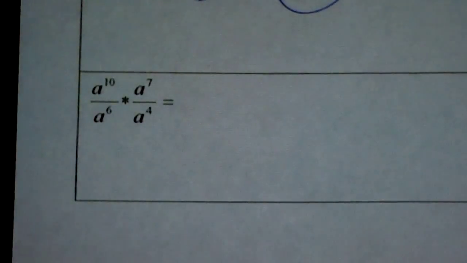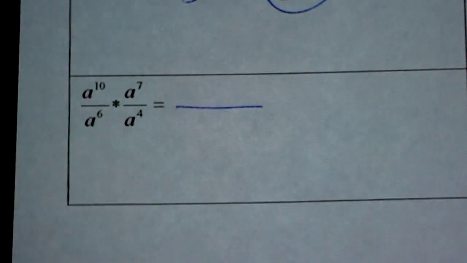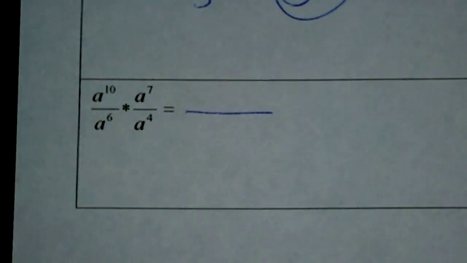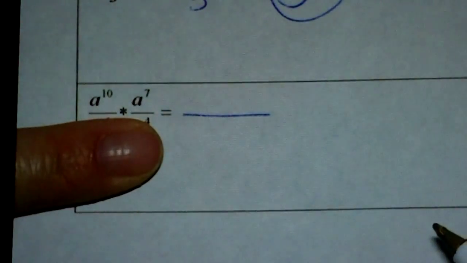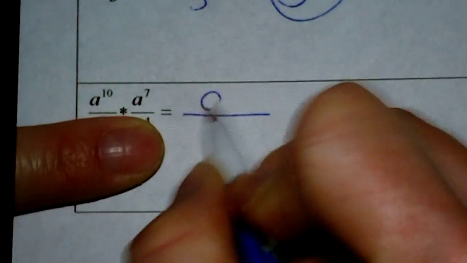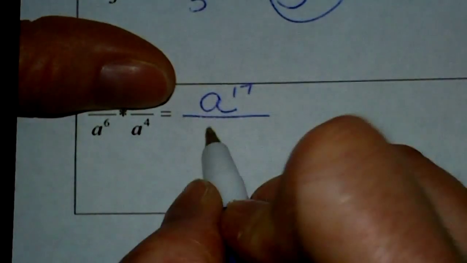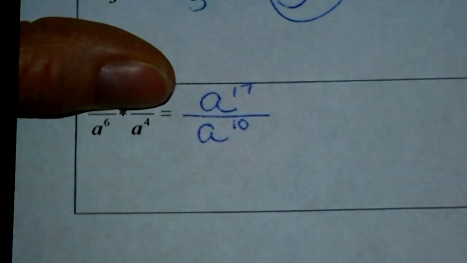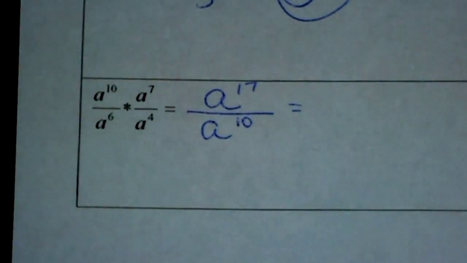Right, in the next problem, this time I don't have it written all on one big line, but it's the same concept here. If I'm multiplying fractions, you multiply across the top, you multiply across the bottom, and you simplify. So let's do that. If you take a to the 10th power times a to the 7th power, bring over the base, add your exponents. Same thing here, a to the 6th power times a to the 4th power, bring over the base, add the exponents. So I have a to the 17th over a to the 10th. Now I can use my quotient rules.